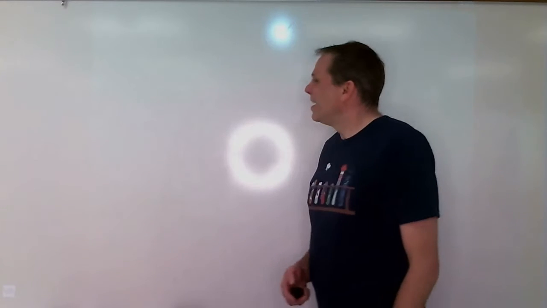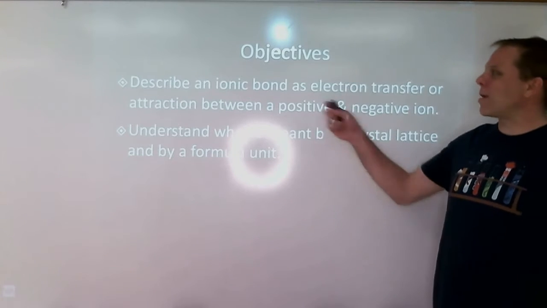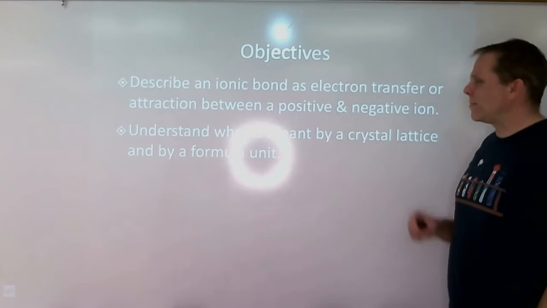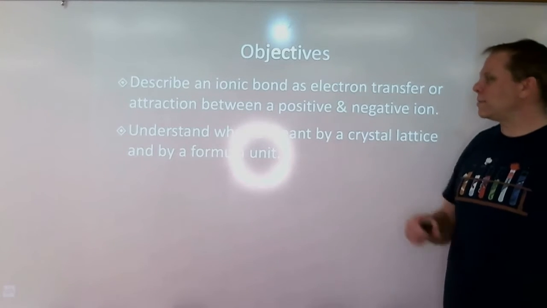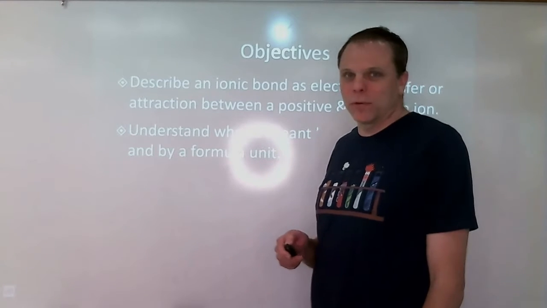Here we go. Start with our objective here, okay? Our objectives are to describe an ionic bond as electron transfer or the attraction between a positive and negative ion. And then understand what is meant by a crystal lattice and a formula unit. What do we mean by those things?